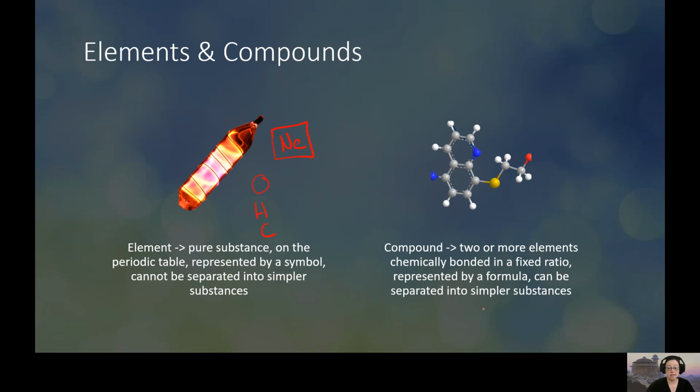Compounds are two or more elements chemically bonded in a fixed ratio. They're represented by a formula instead of just a single symbol. They can be separated into simpler substances. These are things like water, H2O, methane, CH4, ethane, C2H4, things like sugar, caffeine. Those are compounds.